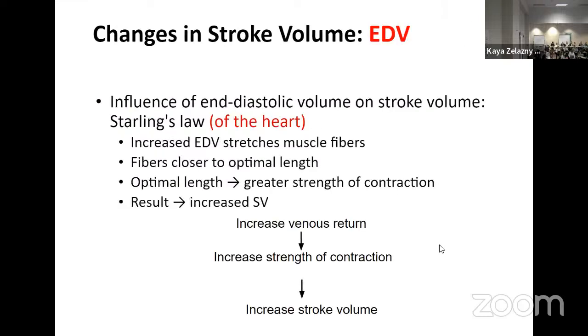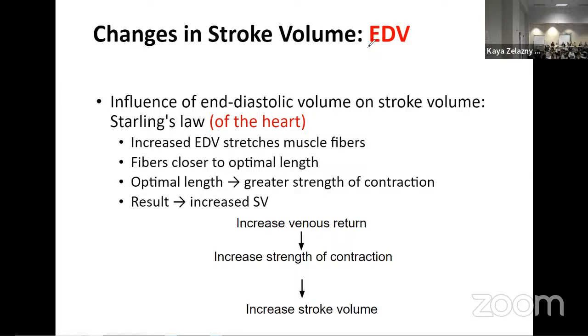Okay. What we do want to know about is how the amount of blood in the heart affects the stroke volume. So here we're looking at our end diastolic volume. Diastole is when the heart is relaxed. So end of diastole, end of that relaxation part of the heart.